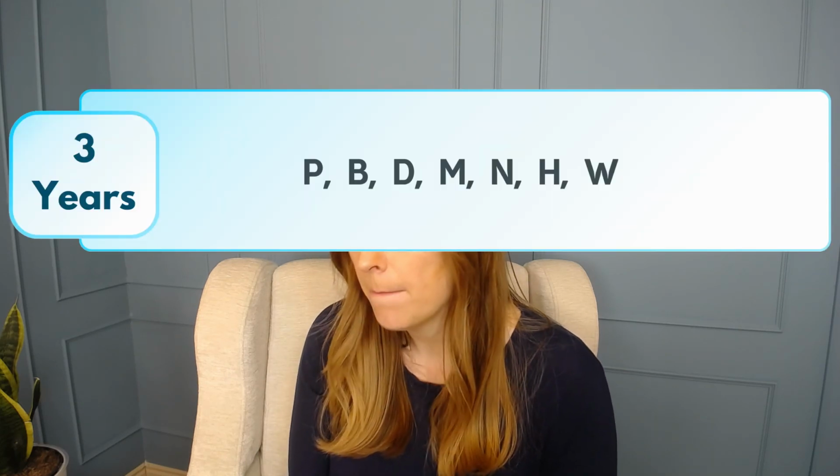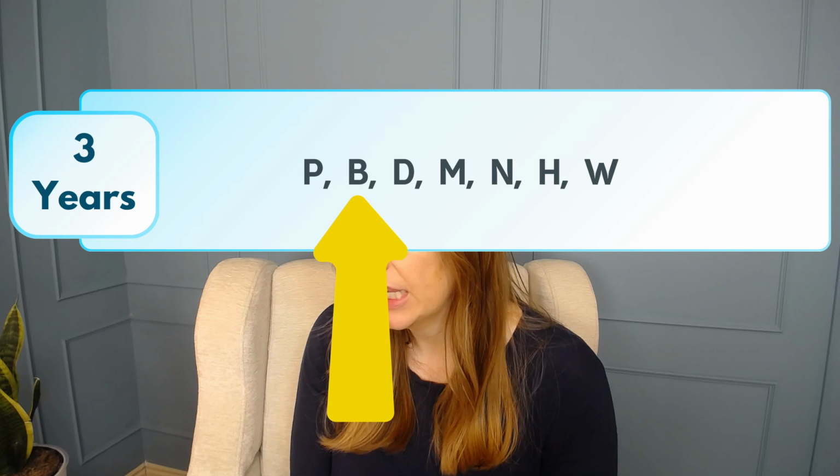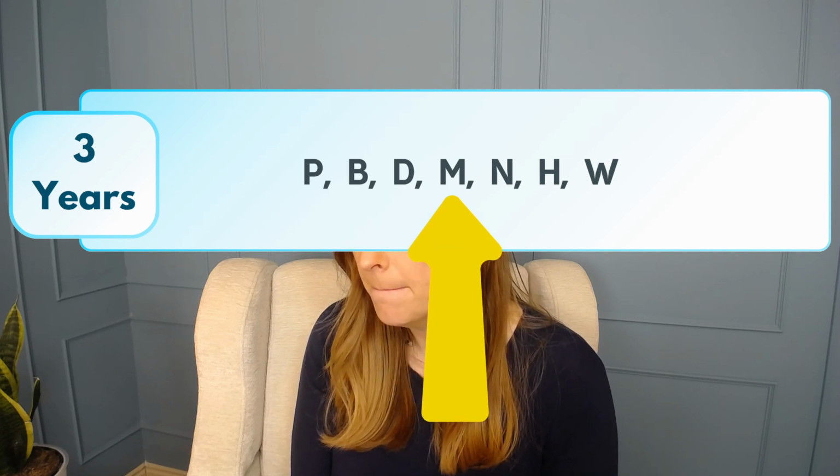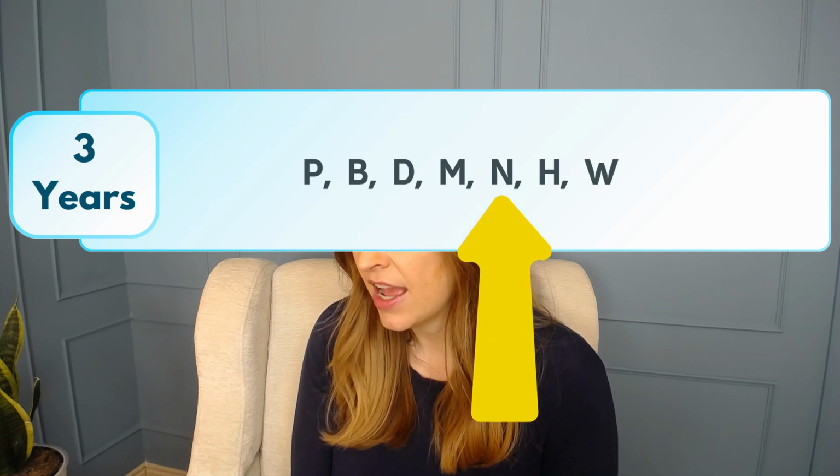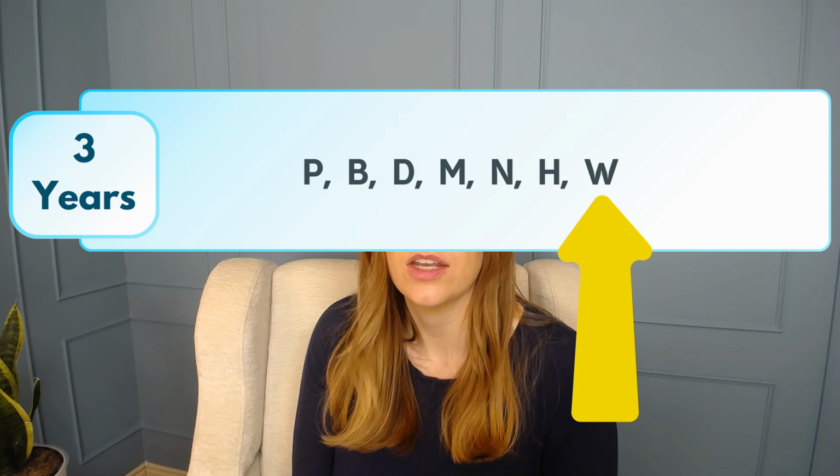Let's go through the sounds that are typically mastered by the time a child is 3 years old. I will go through and show you the letters that we associate with the different sounds. So for this, it would be P, B, D, M, N, H, and W.